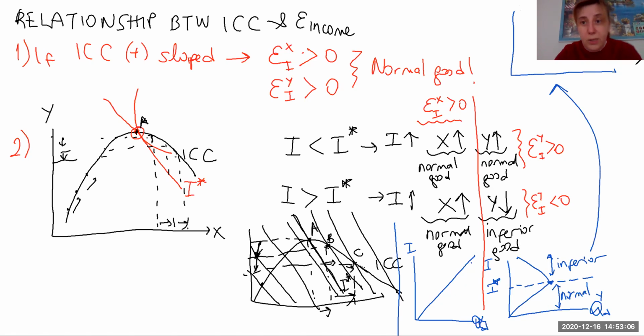We can also, it's possible to put the income level on the horizontal axis and the quantity demanded of good Y on the vertical axis. In that case, the Engel curve for good Y will be inverted U-shaped, and at this point is the critical income level I star.